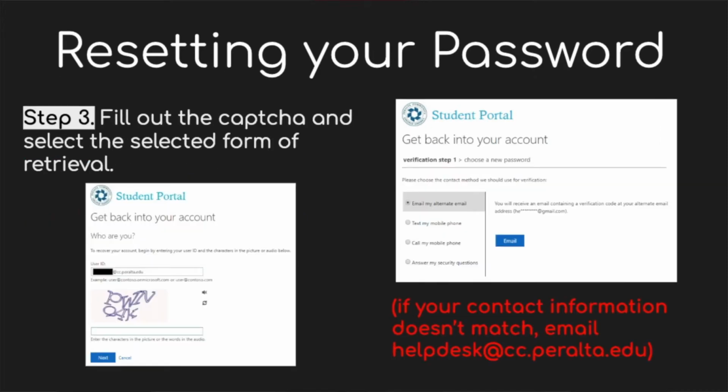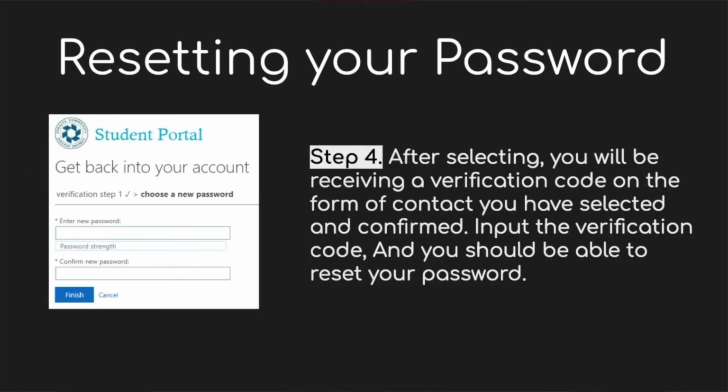Fill out the necessary information and select which form of retrieval you would like. You should have the option to receive an email, a text message, a call, or to answer security questions. After selecting, you will receive a verification code on the form of contact you have selected and confirmed. Input the verification code and you should be able to reset your password.